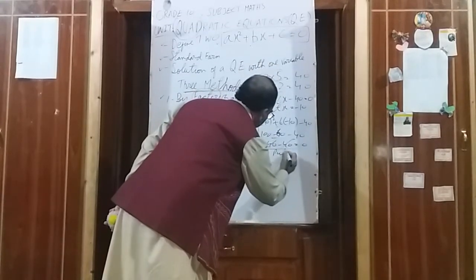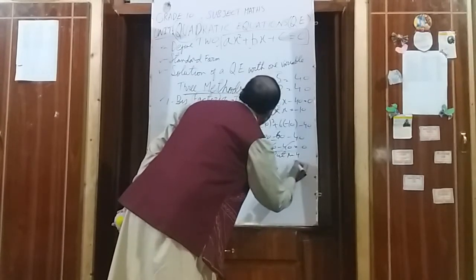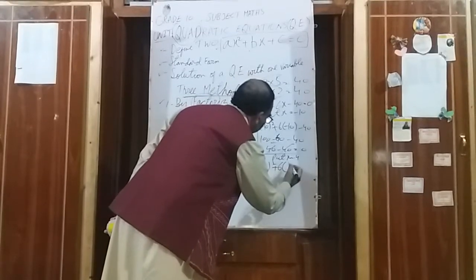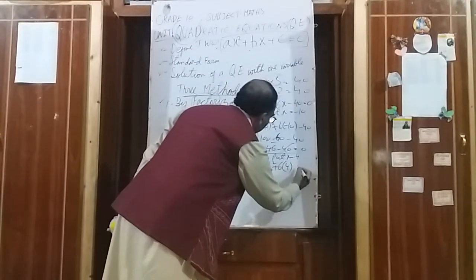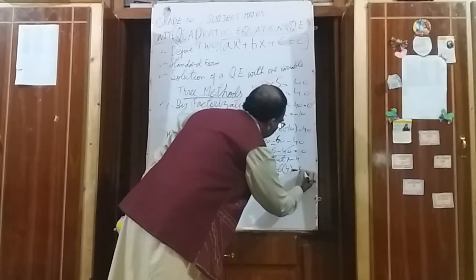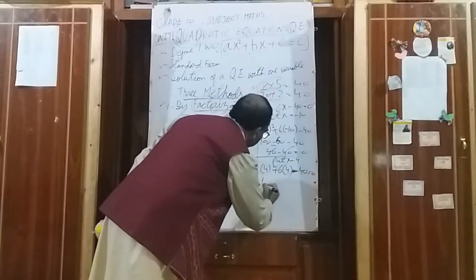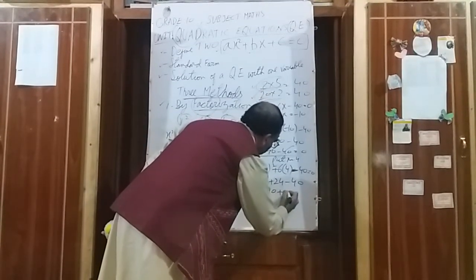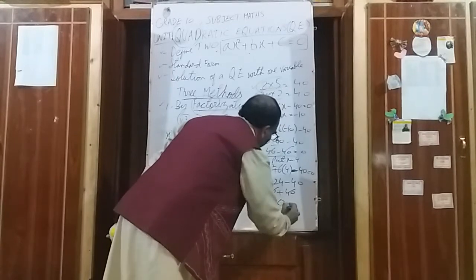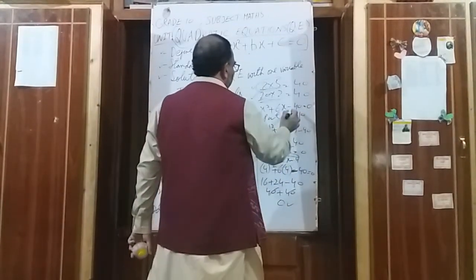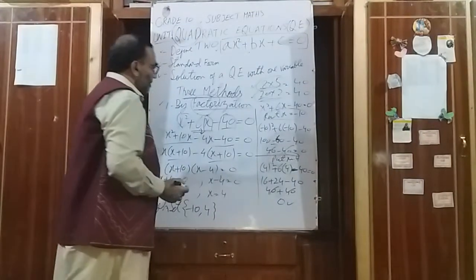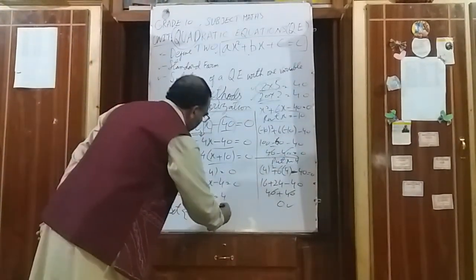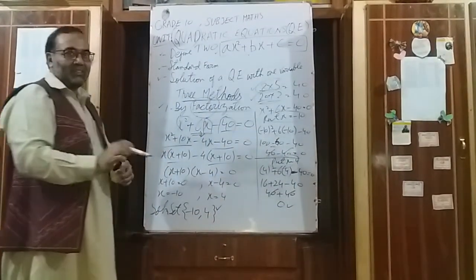Or again we will put x is equal to 4, so 4 square plus 6 times 4 minus 40 is equal to 0. So this is 16 plus 24 minus 40, so this is 40 minus 40. So both x is equal to 4 and x is equal to minus 10 satisfy the actual equation. So our solution is right.